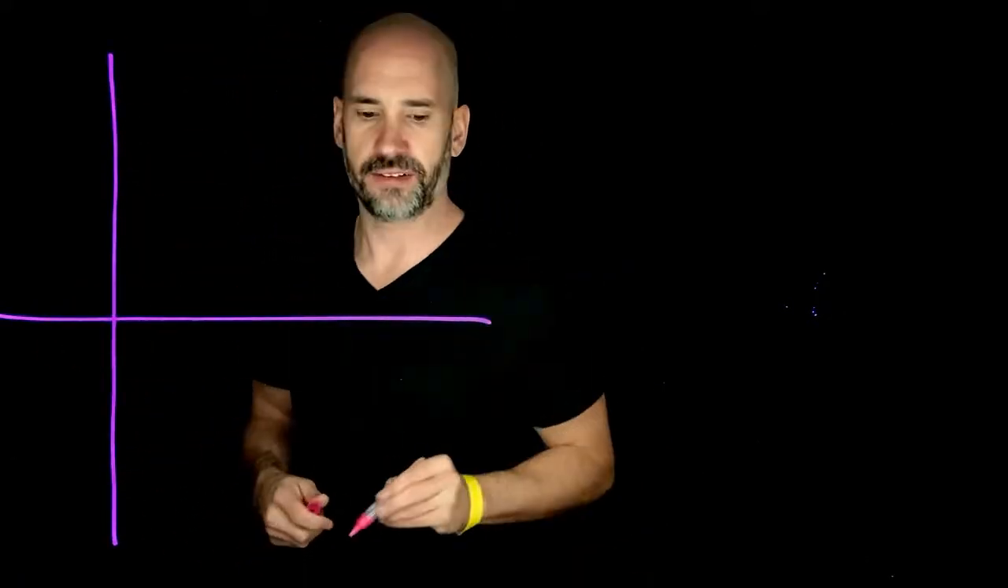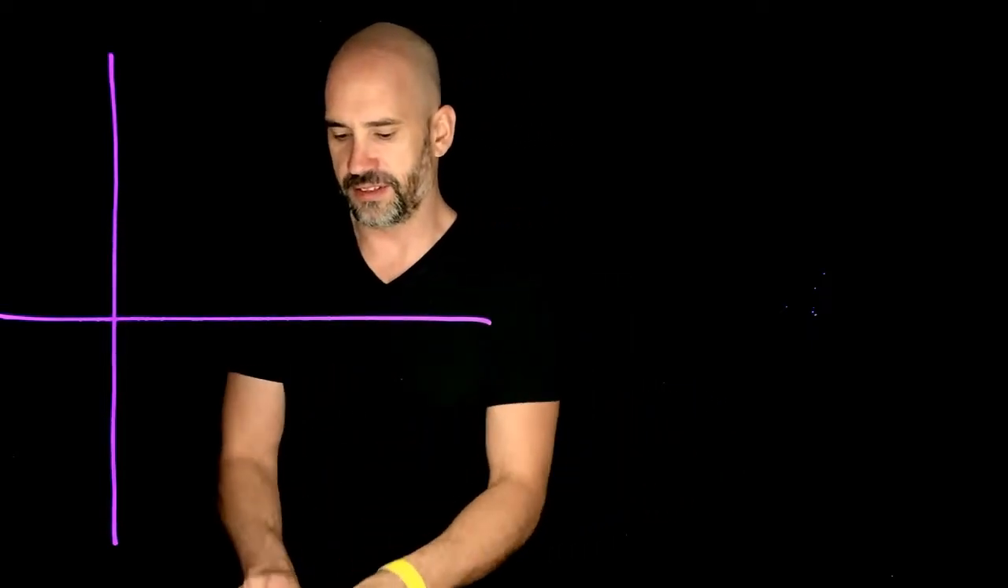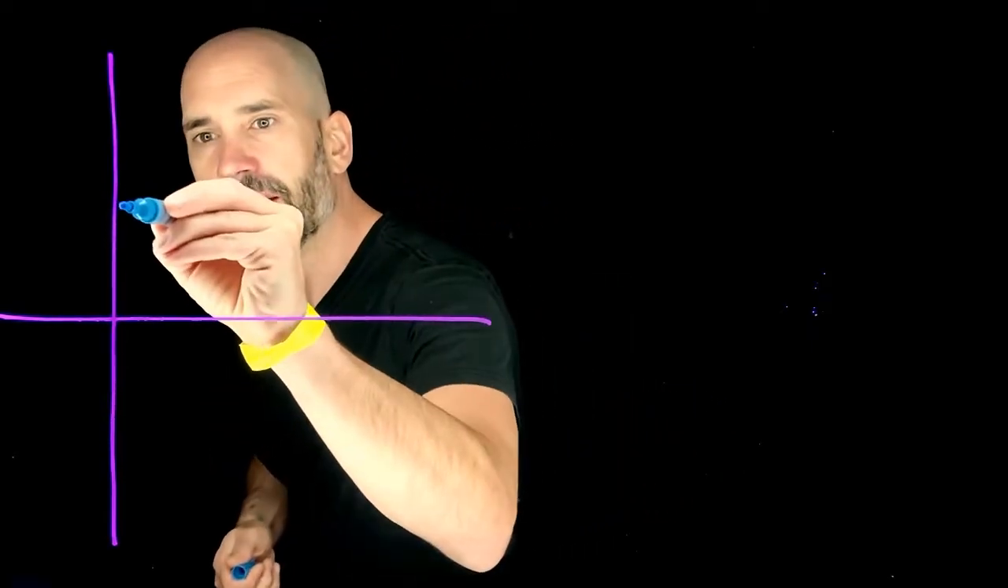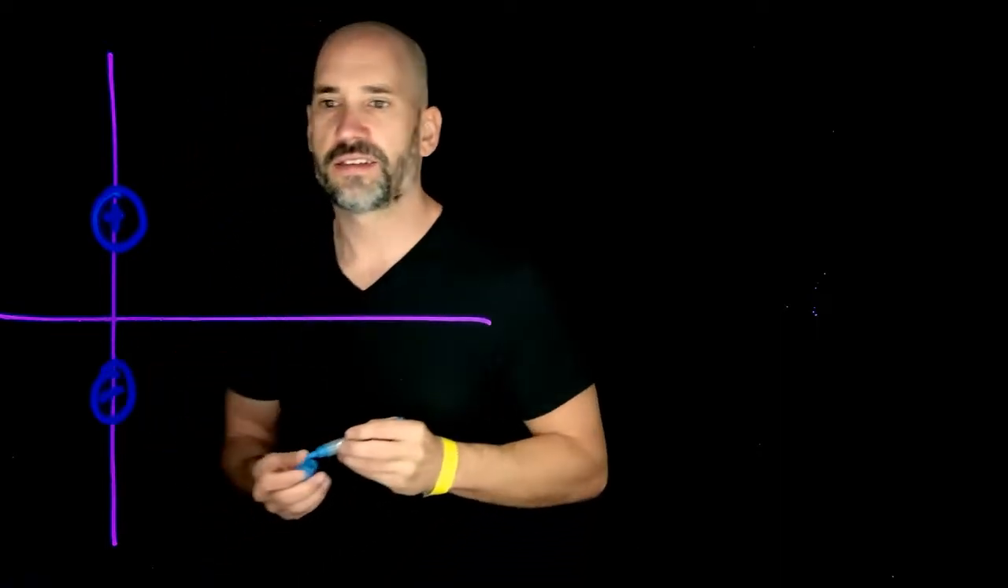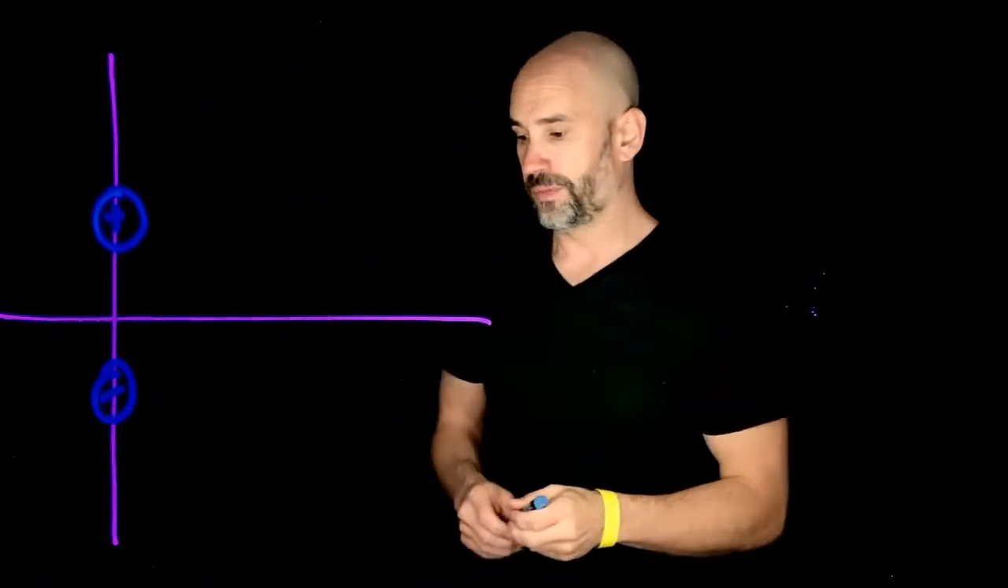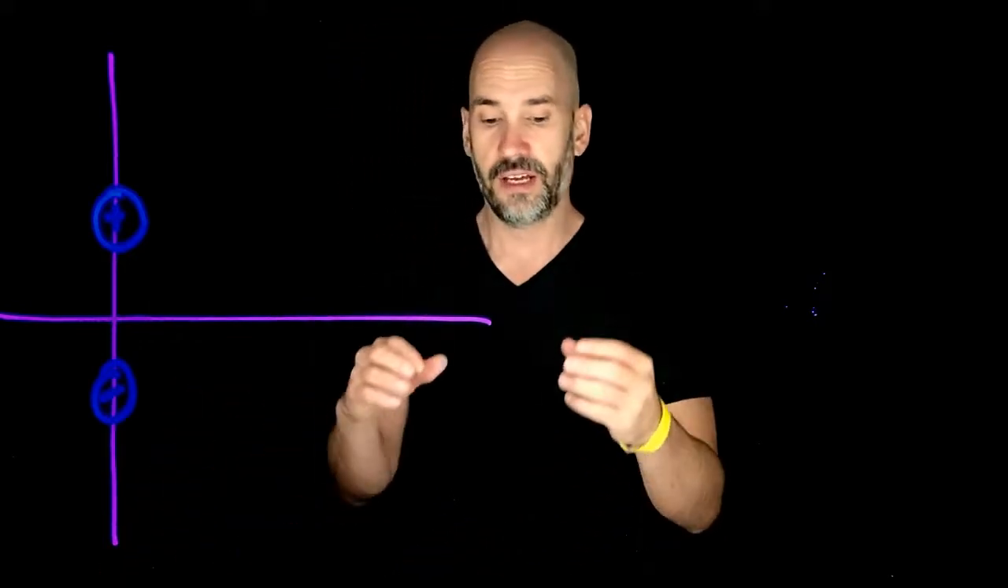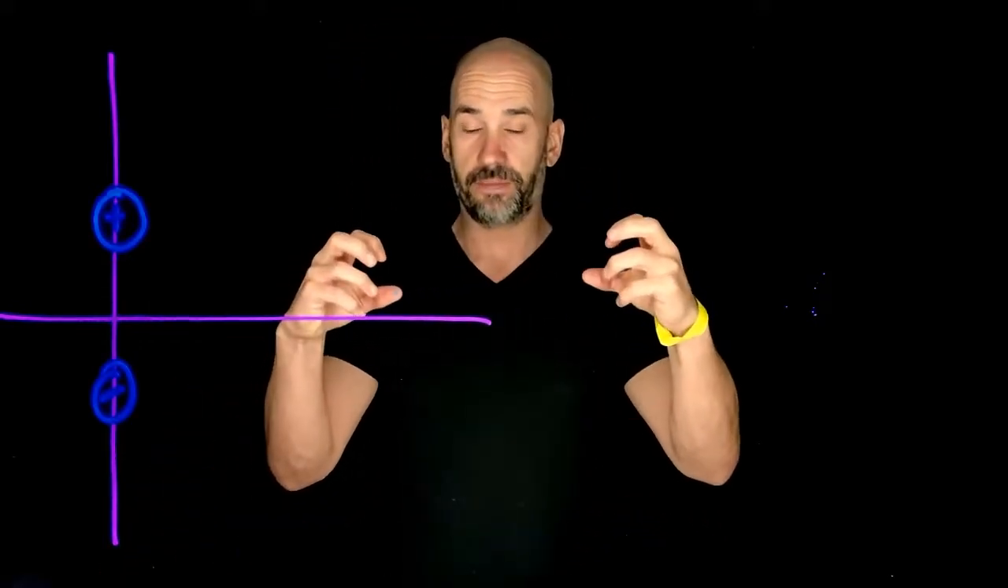Let's do it. Let's imagine that we have two axes right here, an x and a y axis. And upon those axes, I have a positive charge and I have a negative charge. Thus, I have a dipole. A dipole is any time that you have positive and negative charges separated.